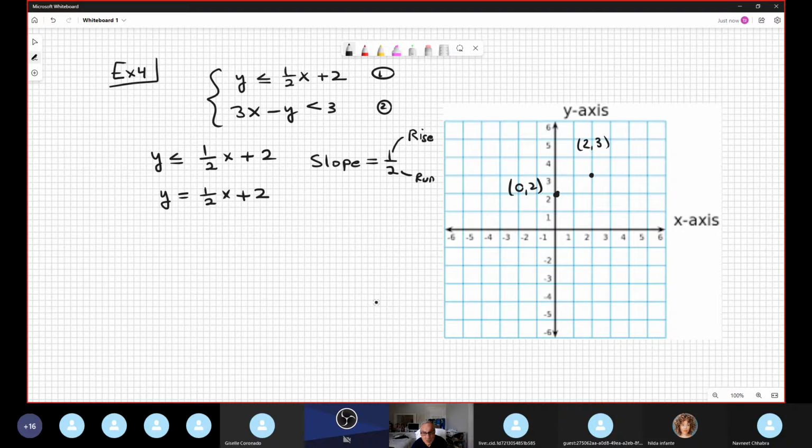What kind of line are you using? Solid or dotted? Solid, very well, because it includes the equal sign.